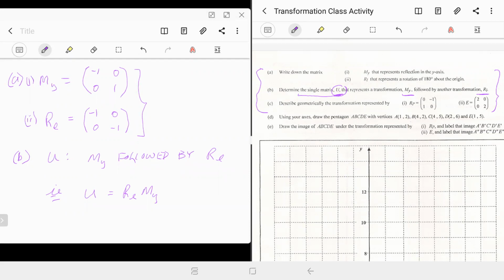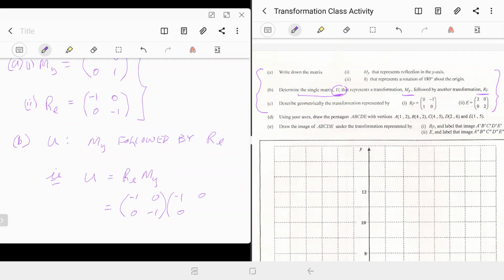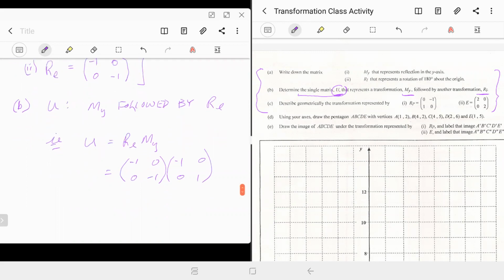But M followed by R is RM. So multiplying the R matrix by the M matrix, I know the answer already. I don't even do it yet, but I know the answer is the x-axis reflection, because it is -1, 0, 0, -1 times the y-axis reflection, -1, 0, 0, 1. When I multiply these two, I'm going to get the x-axis reflection matrix.